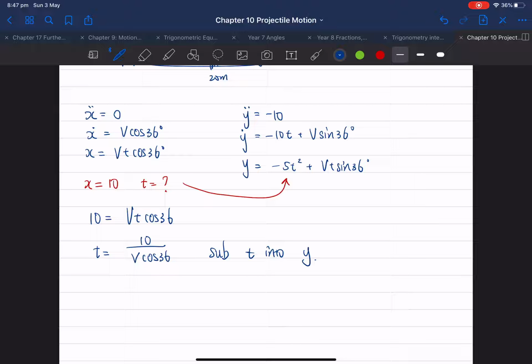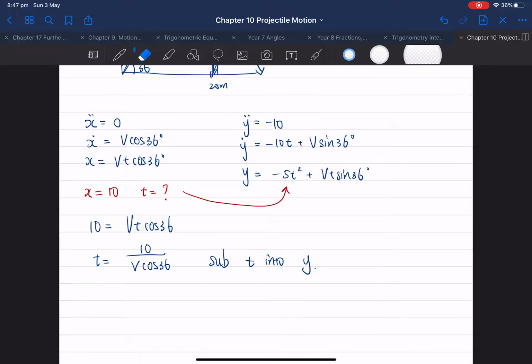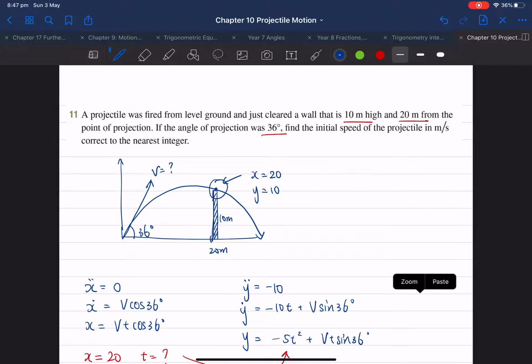What is the value of x? X is 20, not 10. Yes. So that's 20 here, not 10. So x equals 20. The y value is equal to 10. Okay, that's where the mistake is. So that should be 20. Okay, all right, so the y value is equal to 10, 10 meters high.